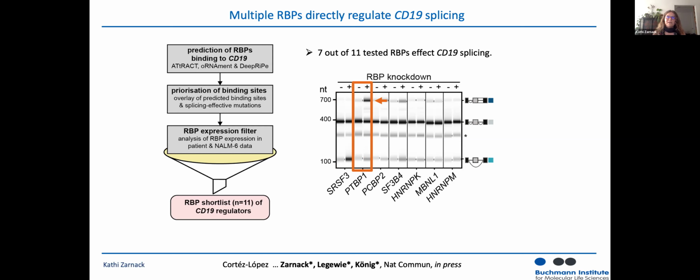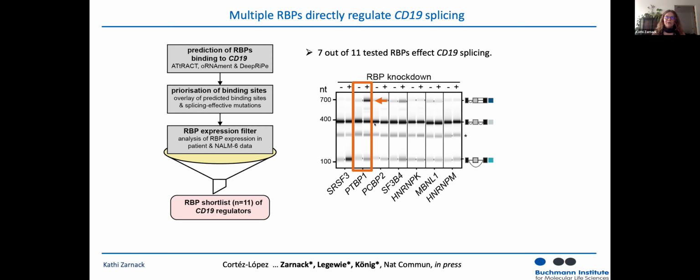Another factor that we found that we were also quite excited about was the PTBP1 here, because if you knock down PTBP1, you also get CD19 missplicing, but you actually get a huge increase in intron retention in these sites here. And this was quite nice for us to see, because we see a lot of intron retention in this intron 2 also in the BALL patients.